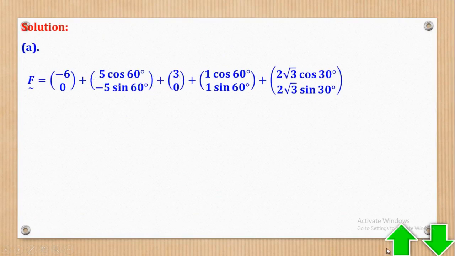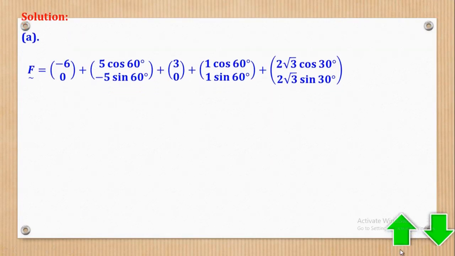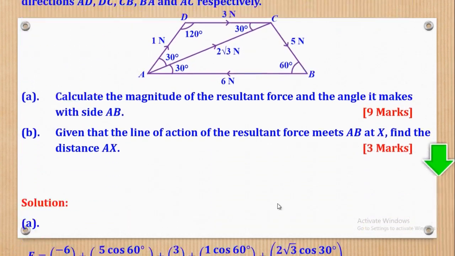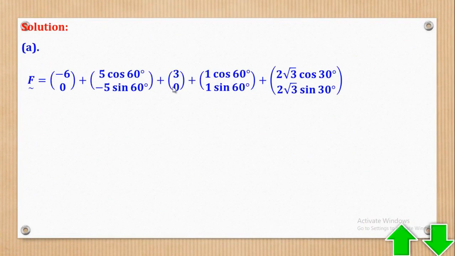Next we shall go to the 3 Newton force. The 3 Newton force is entirely horizontal and acting in the direction to the right. To the right means it is positive. And because it is entirely horizontal, it implies that the vertical component is 0. So that is why we have here positive 3, 0.